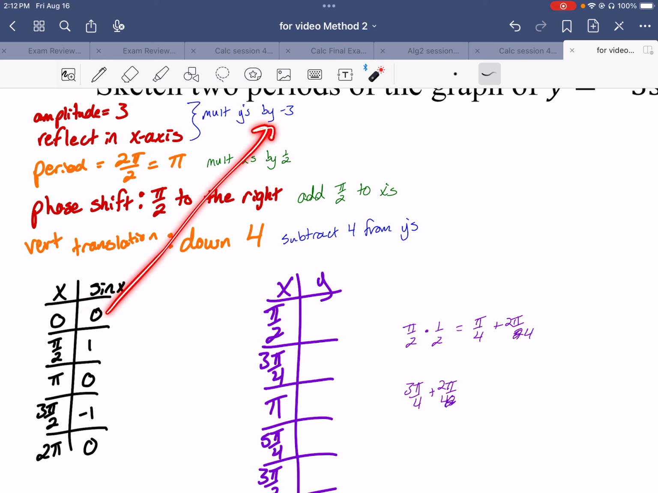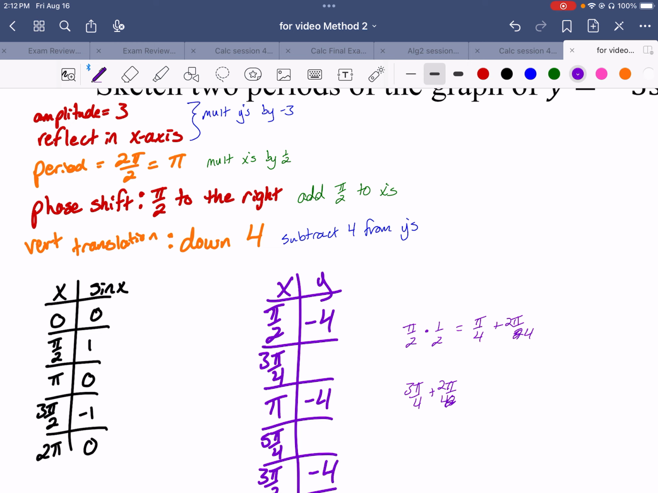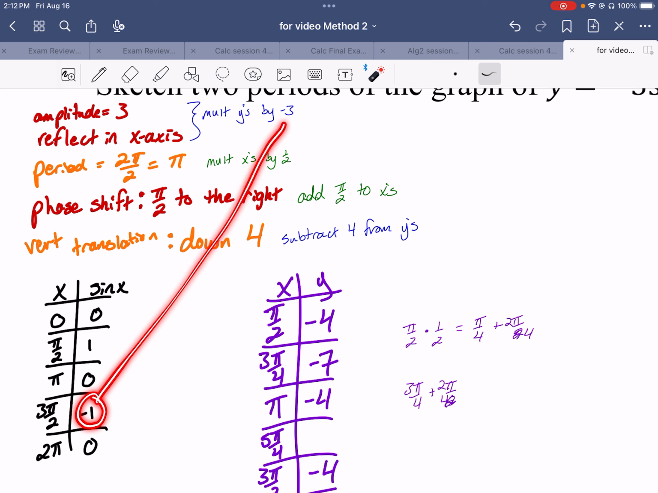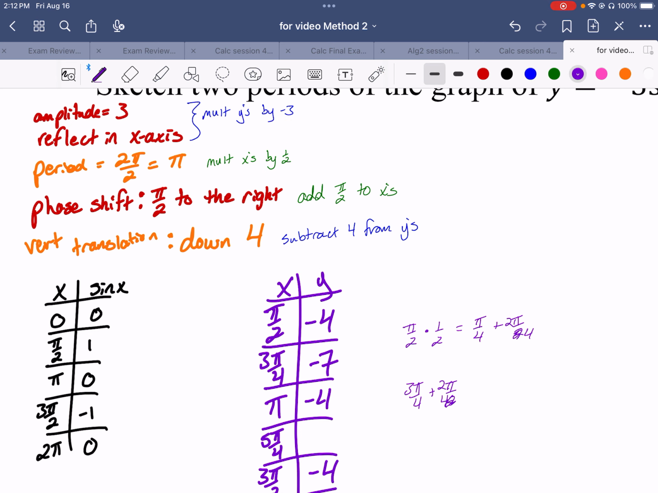So 0 times -3, of course, is 0. Subtract 4, -4. So we'll have -4 here, and here, and here. Then 1 times -3 is -3, minus 4, that's -7. And finally, -1 times -3 is +3, minus 4 is -1. All right, so there's my t-table.